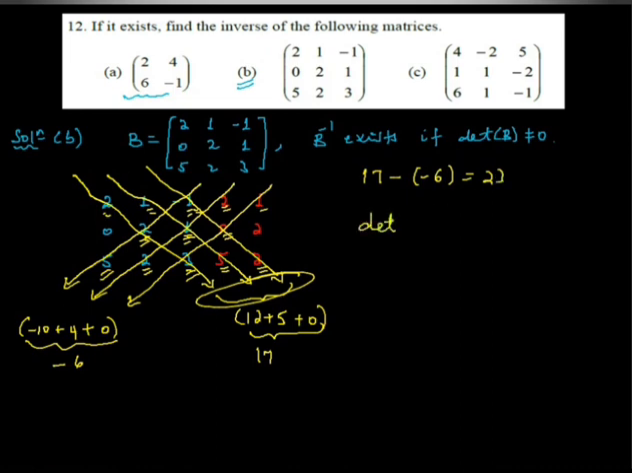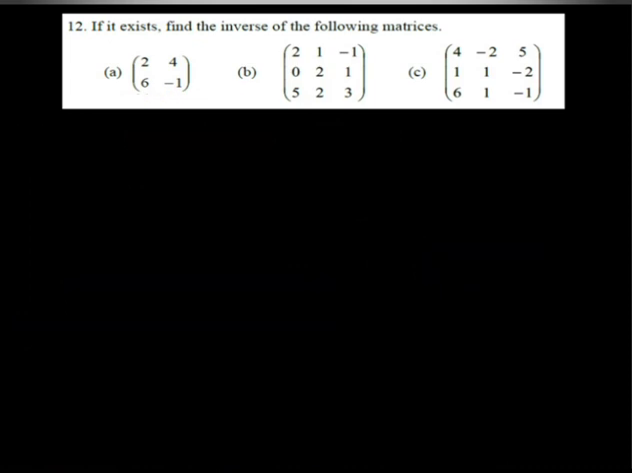the determinant of the matrix B is 23, which is different from 0, so B inverse exists. B inverse exists, so we want to find it. How do we find B inverse? I will show you another method for finding B inverse. Okay, what have we already found?